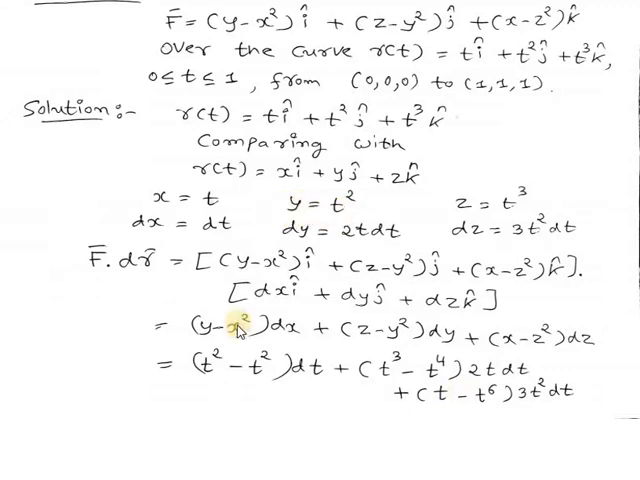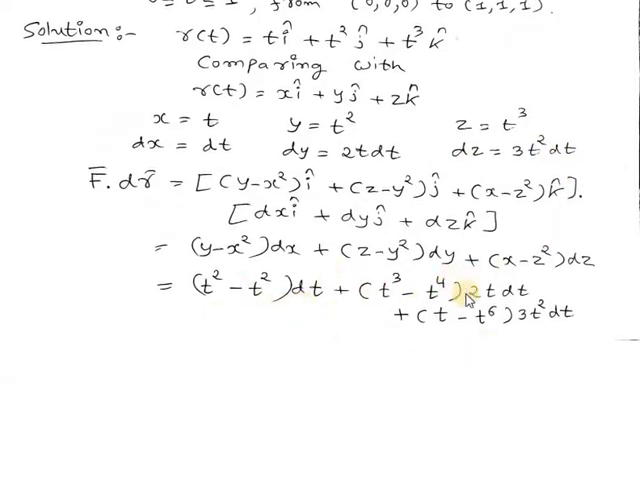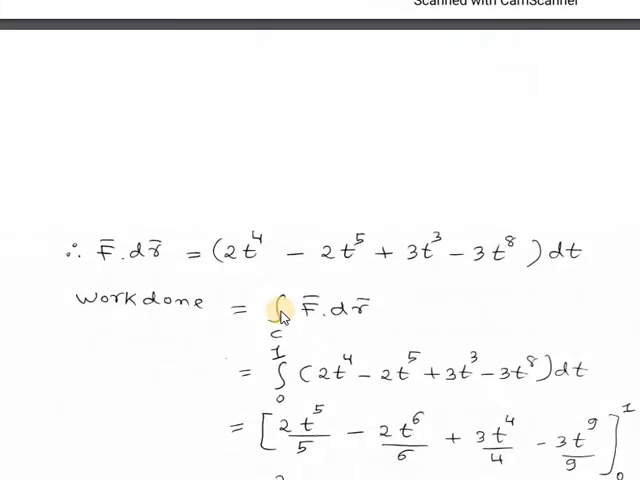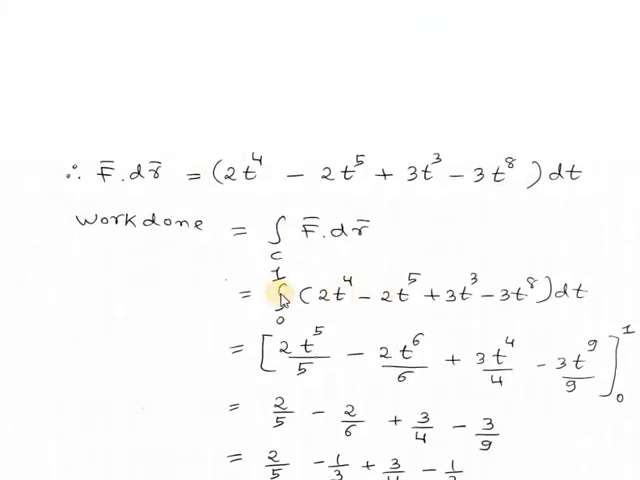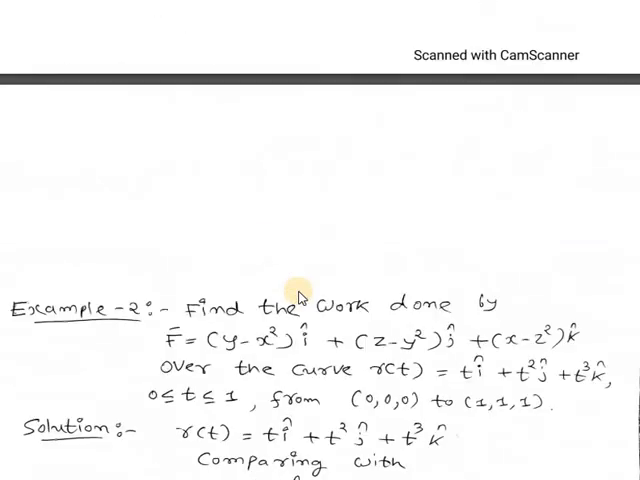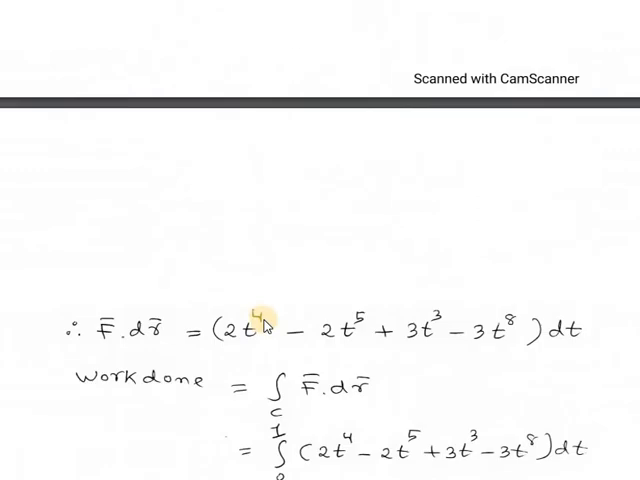By putting these values: y equal to t square, replace x by t, and replace z by t cube, replace dx by dt, dy by 2t dt and dz by 3t square dt. So we will get the answer in the form of t. Then we will take the integration of these terms, and the limit of t is from 0 to 1. In the question it is given that t varies from 0 to 1.